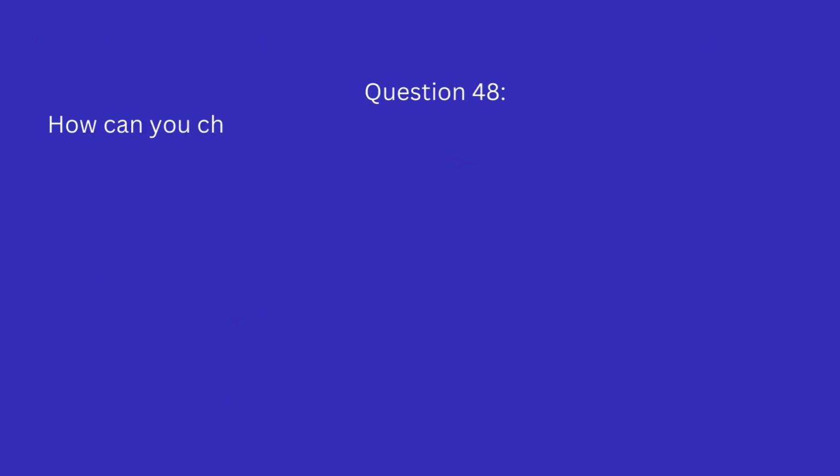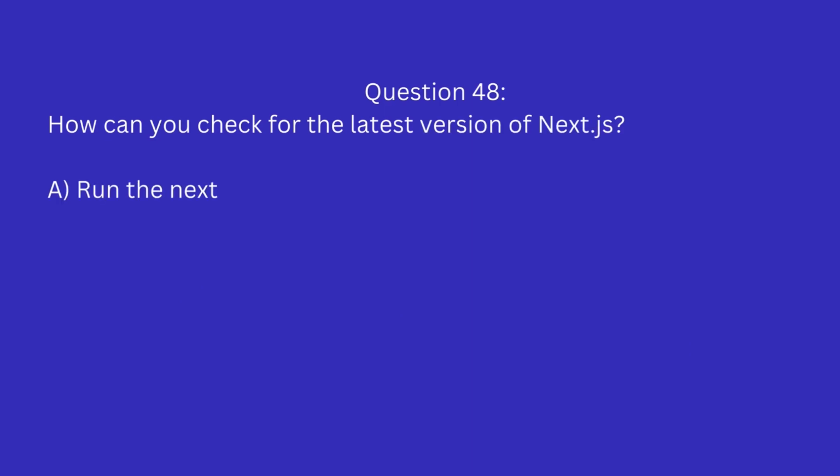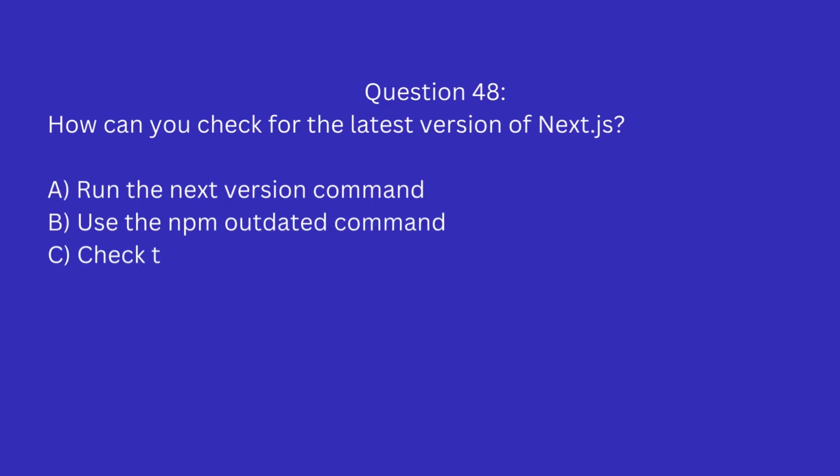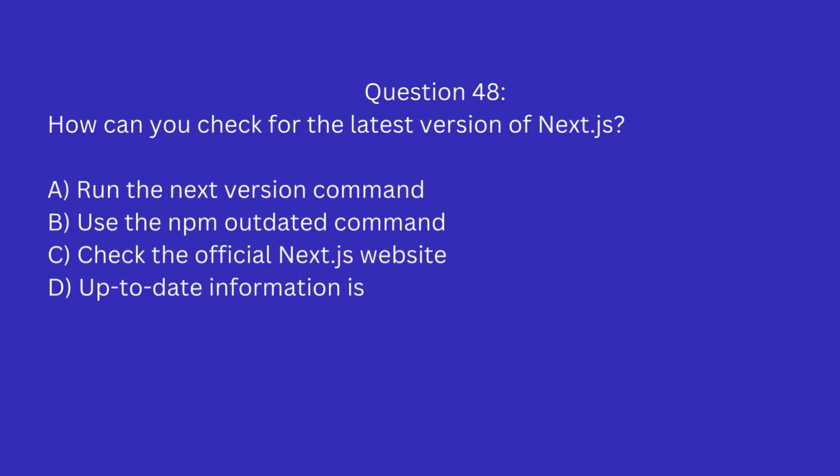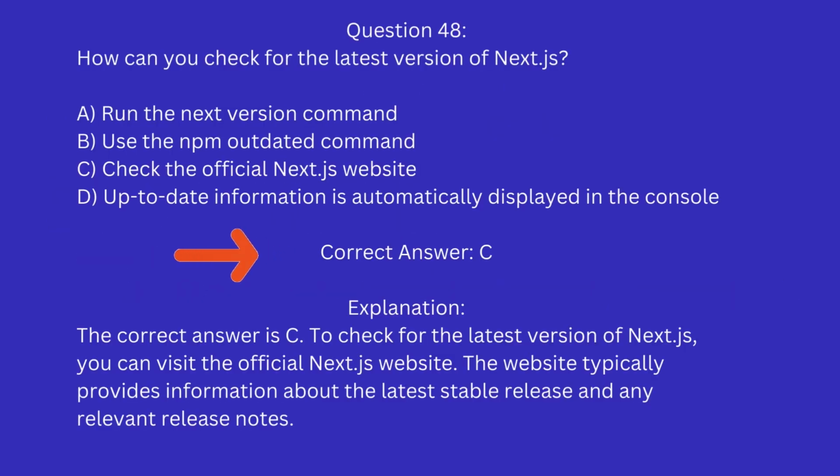Question 48. How can you check for the latest version of Next.js? A. Run the next version command. B. Use the npm outdated command. C. Check the official Next.js website. D. Up-to-date information is automatically displayed in the console. Correct answer, C. Explanation. The correct answer is C.